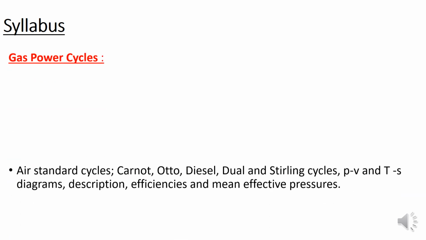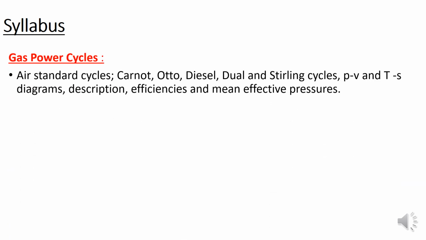This module 1 talks about gas power cycle. The headings of this seminar or talk will be air standard cycles. In this, we are discussing the Carnot cycle, Otto cycle, Diesel cycle, dual cycle, and Stirling cycle. With respect to these, we are talking about the PV diagram and TS diagram, the description of each cycle, and how to derive the efficiency of each cycle and the mean effective pressure.